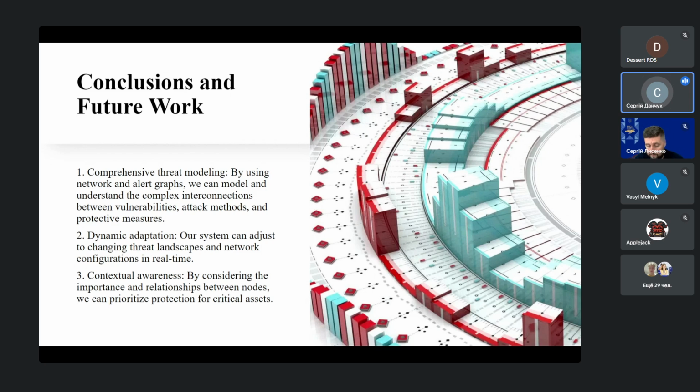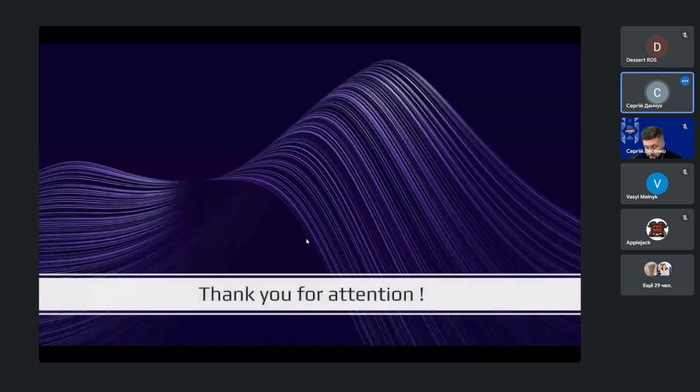Dynamic adaptation. Our system can adjust to changing threat landscapes and network configuration in real time. Contextual awareness. By considering the importance and relations between nodes, we can prioritize protection for critical assets. Our research contributes to the ongoing efforts to secure complex and critical information systems, providing a robust foundation for future developments in cybersecurity.